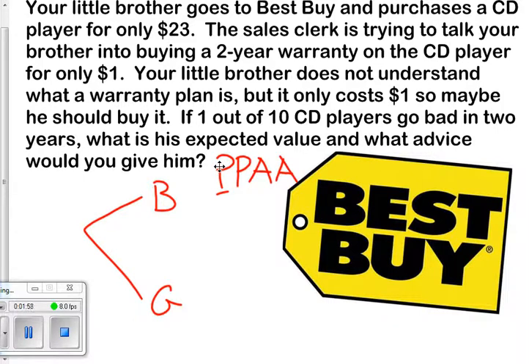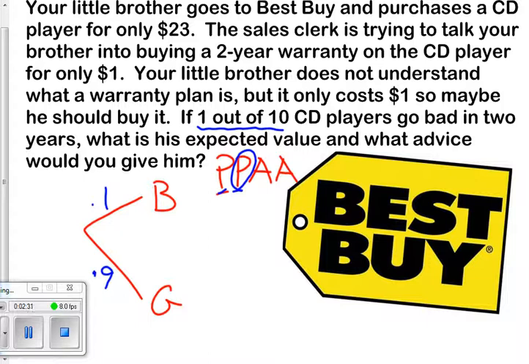So the next part is the second P, and that's the probability. So the probability of it going bad is what? 1 out of 10 or 0.1. It says right here, if 1 out of 10 CD players go bad in 2 years, and then if it's good, like nothing happens to it, that's 0.9, right? Like 100 minus the 10% is 0.9. So we've done our first P and our second P.